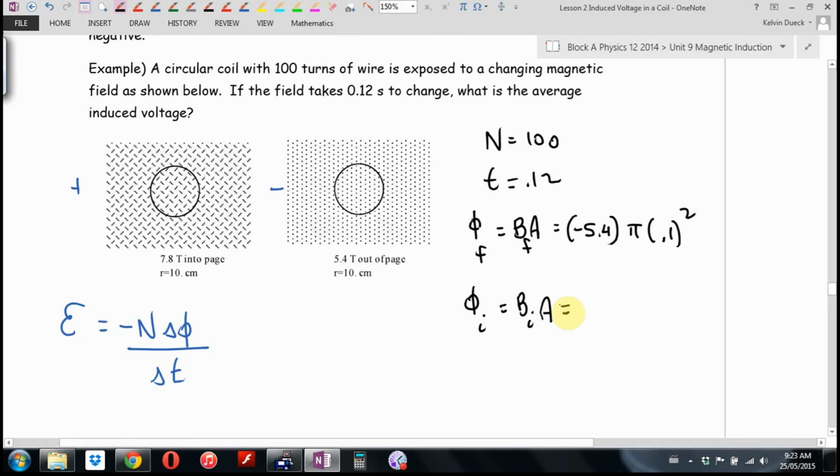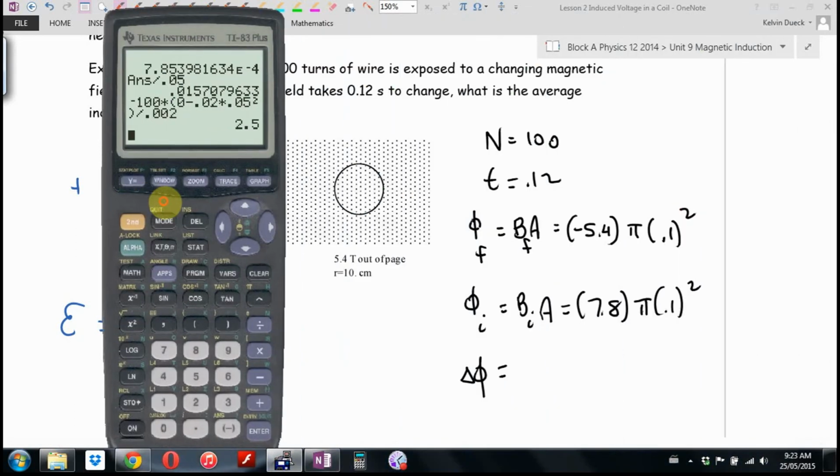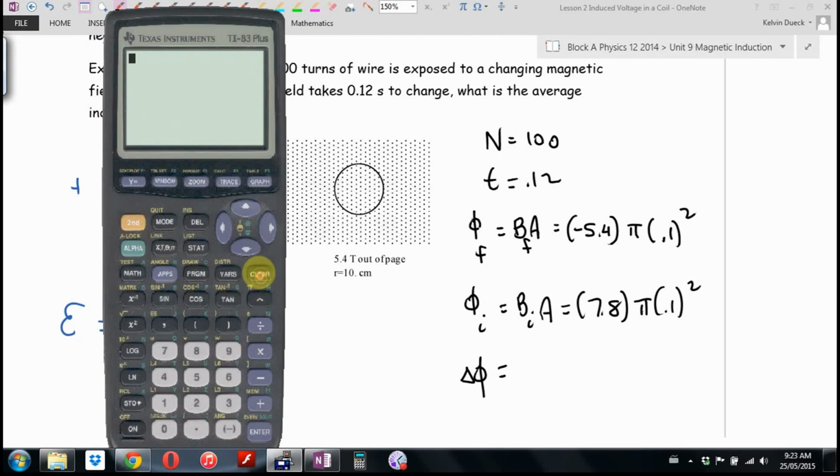Magnetic field. Jake, what's the initial magnetic field? 7.8. Positive? Are you positive? It is positive. I'm positive. Okay. 7.8, very huge, times pi times 0.1 squared. So I'm even going to put here the change in flux. Let's go to my calculator right now. It's going to be 7.8 times, oh, no, final minus initial.